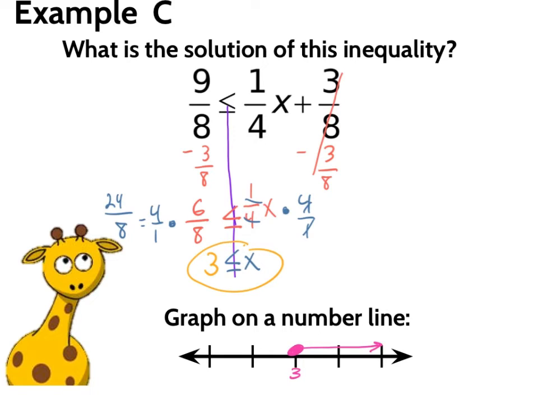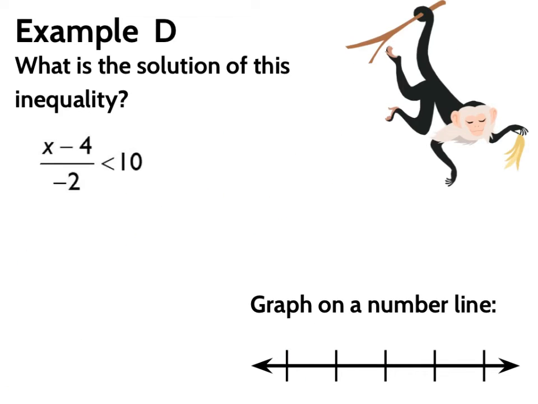So we're going to draw an arrow to the right. And that brings us to the end of example C. Now let's go take a look at example D. Example D is going to be a little trickier for us to solve. We've got x minus 4 all over negative 2 is less than positive 10.